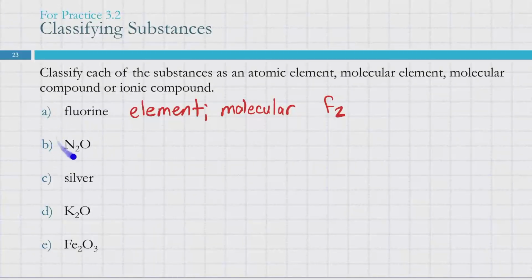What about N2O? Is that an element or a compound? It's a compound. What kind of elements does it have in it? It has nitrogen and oxygen, and how do we classify those? Are they metals or are they nonmetals? They're nonmetals. We only have nonmetals, and so that makes it a molecular compound.